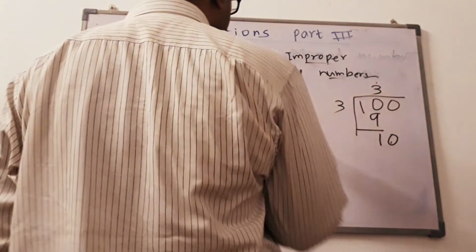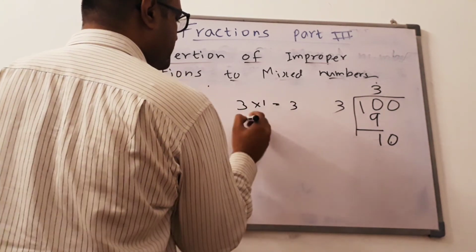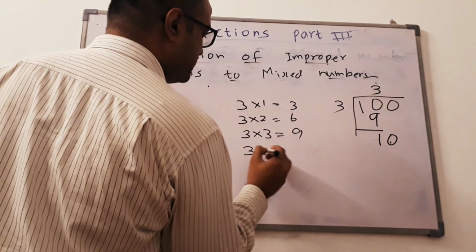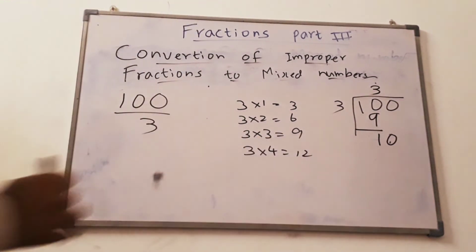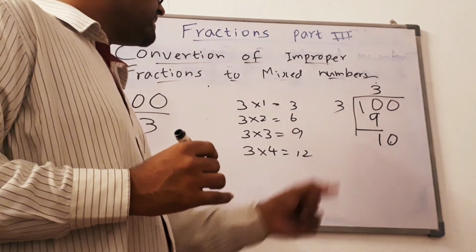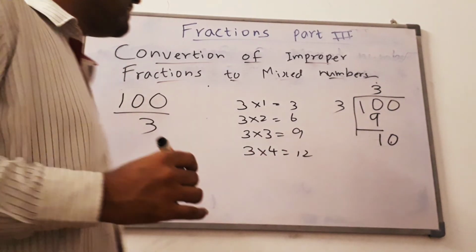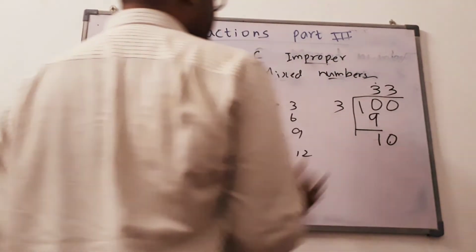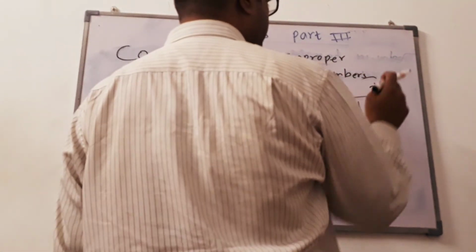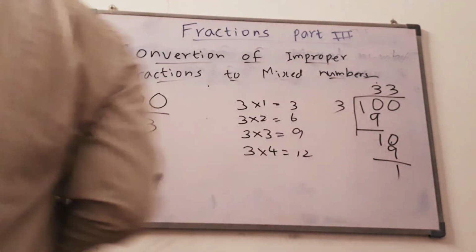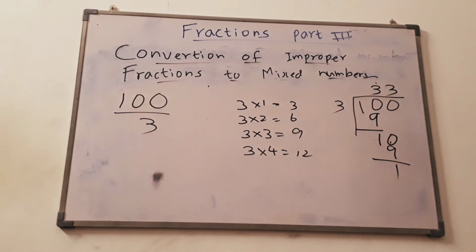Then we check how many 3s are there in 10. 3 times 1 is 3, 3 times 2 is 6, 3 times 3 is 9, 3 times 4 is 12. 12 is greater than 10. 9 is the greatest value less than 10. So there are 3 3s in 10. 3 times 3 is 9. The remainder is 1.